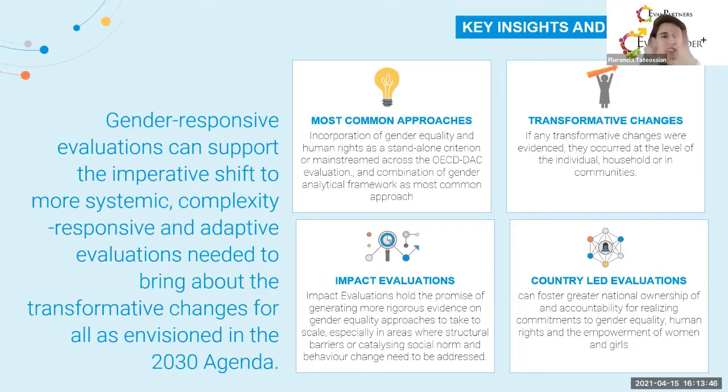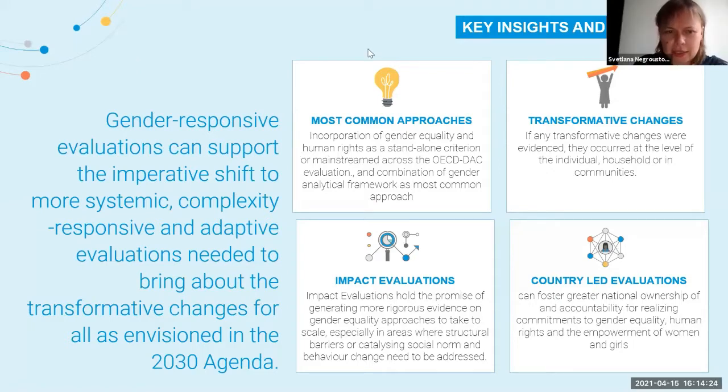So I think throughout these evaluations that we have reviewed, we also realized that most of the transformative changes were evidenced at the individual, household, and community level. And perhaps there is a necessity for gender responsive evaluations to move a bit upstream to understand what the changes are at the policy level. So this is all for now. And now I think we're going to move into listening to the practitioners and how they did this and how they apply these frameworks. Thank you very much.